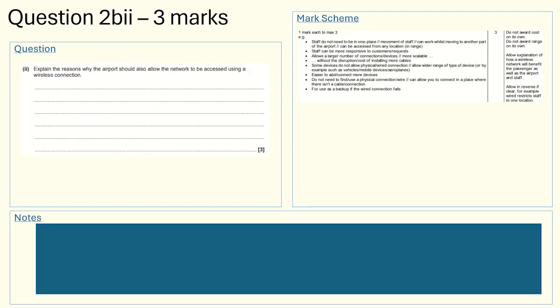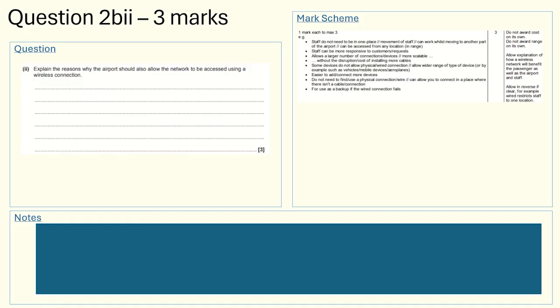Question 2BII, this one's worth 3 marks, and again we're still in the airport scenario. Explain the reasons why the airport should also allow the network to be accessed using a wireless connection. So the previous question we were looking at advantages of a wired connection. Now we're looking at advantages of a wireless connection in the context of an airport.